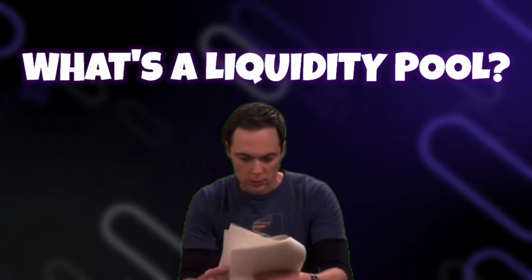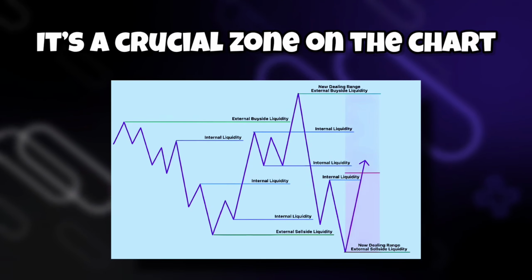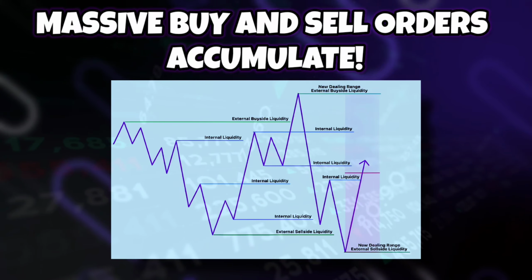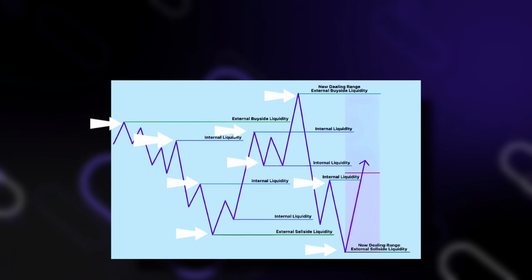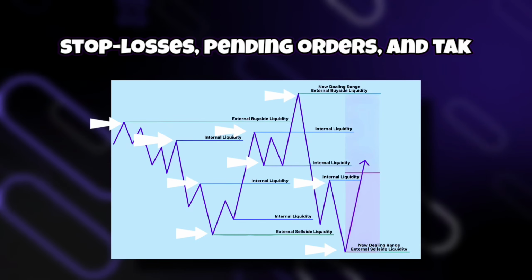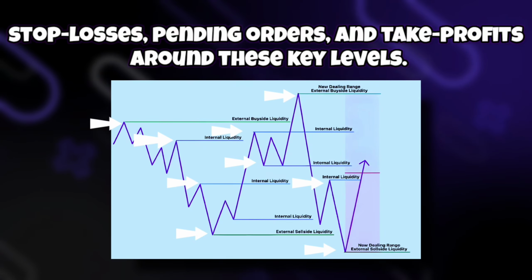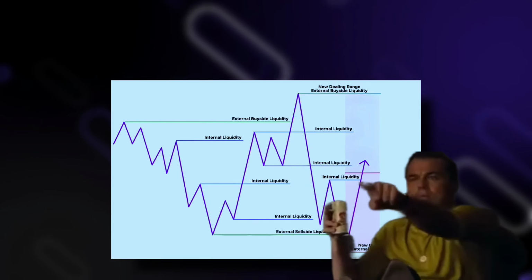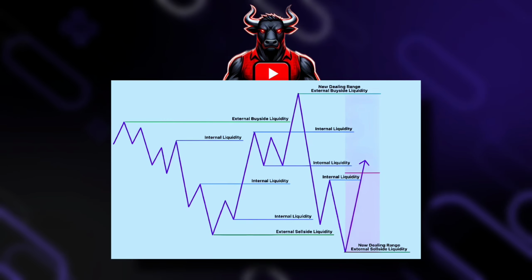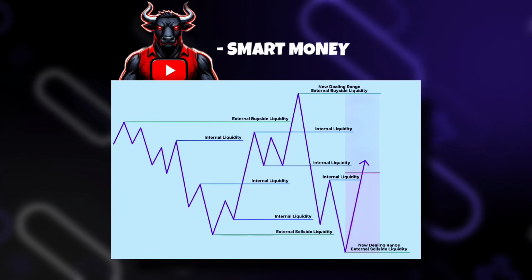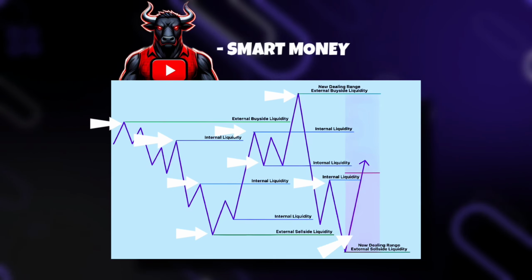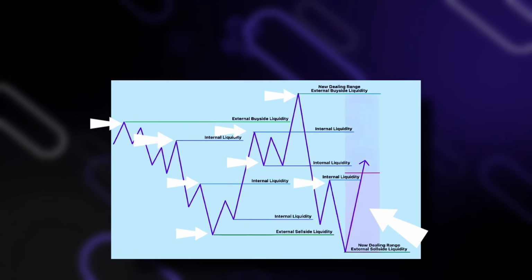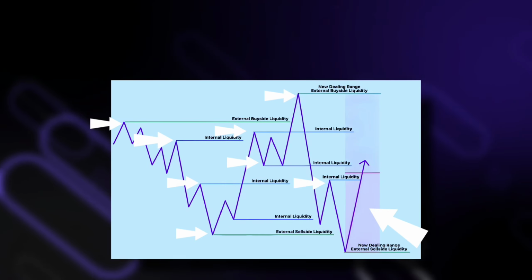So what exactly is a liquidity pool? It's a crucial zone on the chart where a massive cluster of pending buy and sell orders accumulates. These pools form because retail traders commonly place their stop losses, pending orders, and take profits around these key levels. But here's where it gets interesting. Institutional traders, also known as smart money, actively seek out these zones to fill their large orders before driving the market in their desired direction. Understanding this gives you a powerful edge in trading.